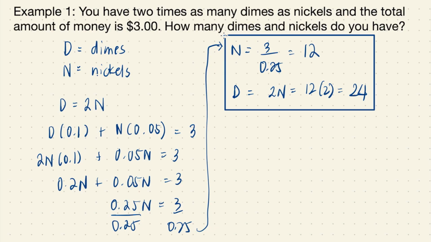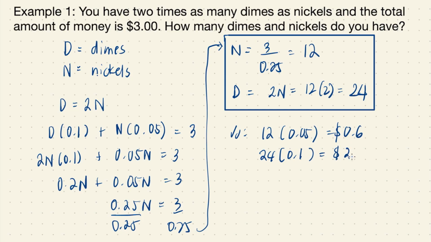You can check your answer by getting the value of 12 nickels. That's 0.05 times 12, so that's $0.60. Then 24 dimes at 0.1 each is $2.40. When you add, that's a total of $3. That is correct. It confirms the constraints that you have in the problem.